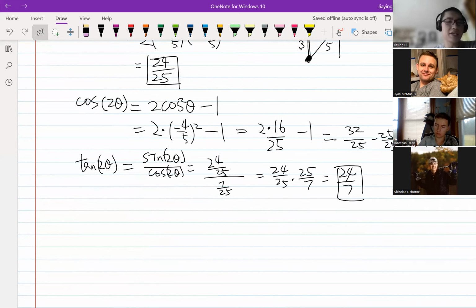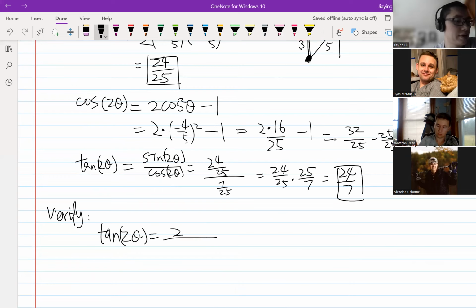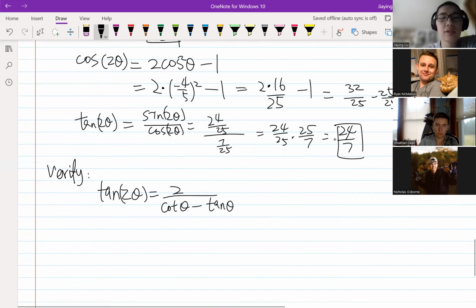So let's look at another example, and we're going to verify the identity that tangent 2 theta equals 2 over cotangent theta minus tangent theta. Now for this one, you could begin with the left-hand side and apply the formula in the book, or you can just rewrite it as sine and cosine. But I'm going to actually try to work with the right-hand side.